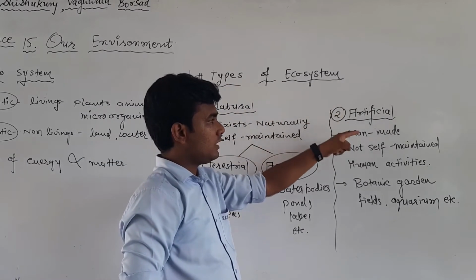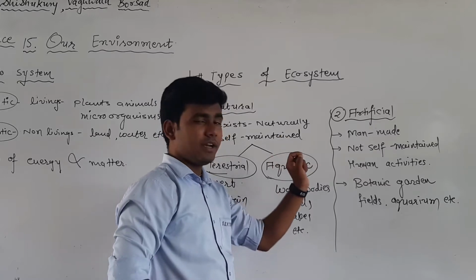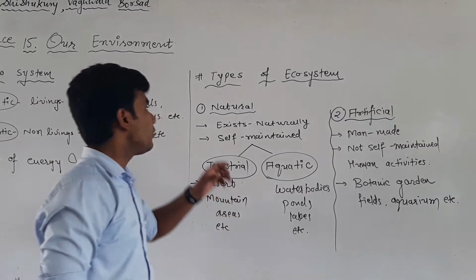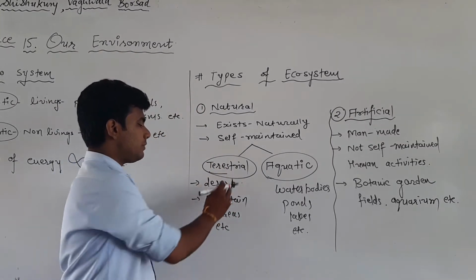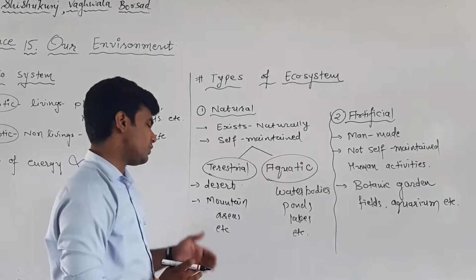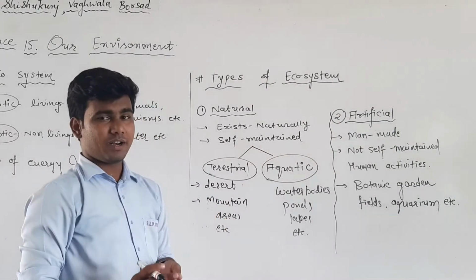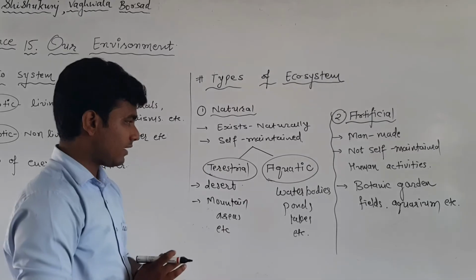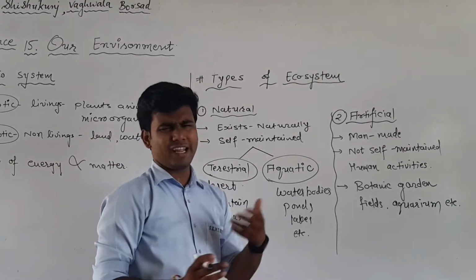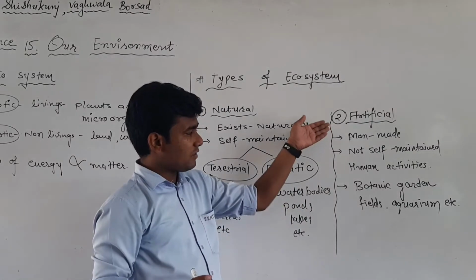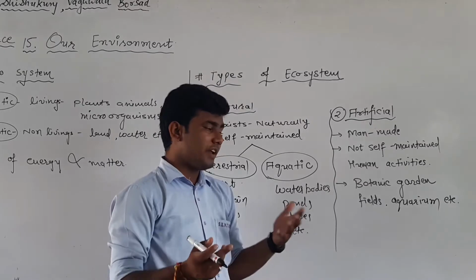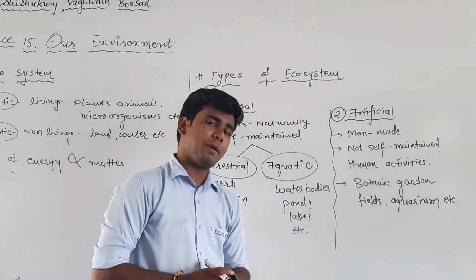But in artificial ecosystem, it's man-made, so it is not self-maintained. Human activities are required. In natural ecosystem, we will have two types: terrestrial ecosystem and aquatic ecosystem. Terrestrial means which is related to land, so in that desert, different mountain areas, that all will be there. And in aquatic ecosystem, there will be different water bodies like ponds, lake, ocean, etc. Artificial ecosystem, that's a botanic garden, right, which is prepared by humans. Fields or the aquarium, that's also prepared by human.